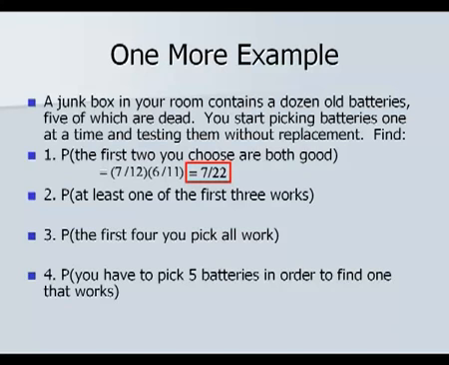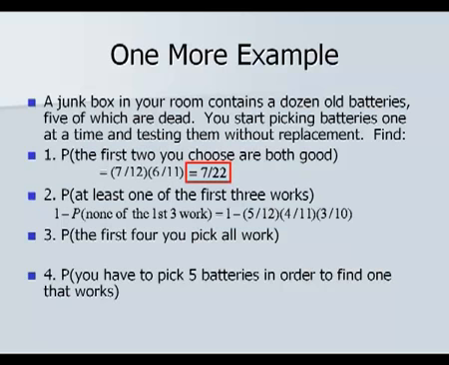Number 2, find the probability that at least one of the first 3 works. This is an at least problem. We go backwards and do 1 minus the opposite of the situation, which the opposite of the situation would be that none of the first 3 that we choose work. So 1 minus the probability that none of the first 3 work.